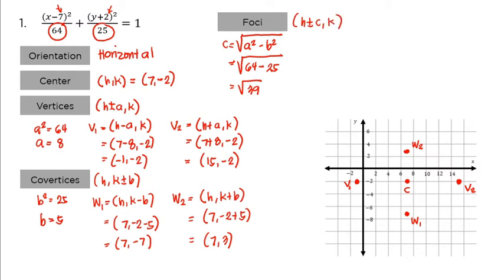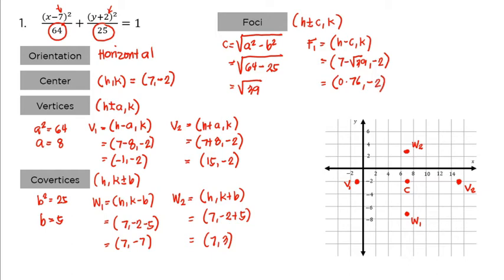Okay, so for our first focus, we have h minus c, k, and that is 7 minus square root of 39, negative 2. 7 minus square root of 39 is approximately equal to 0.76. Okay, so we have that. And we have negative 2.